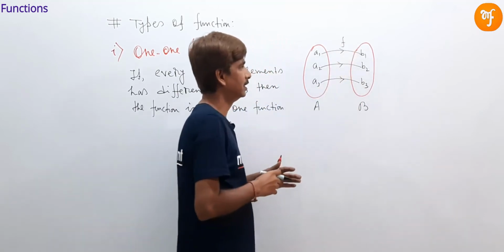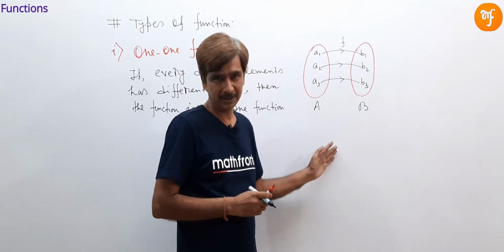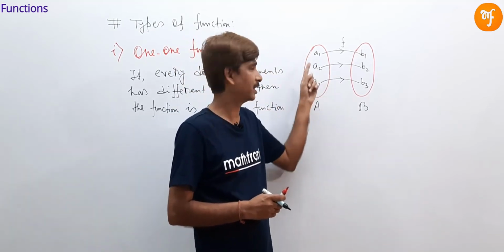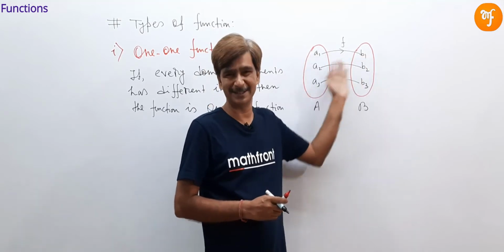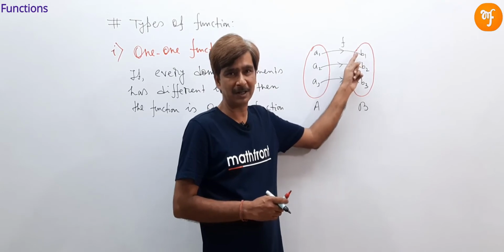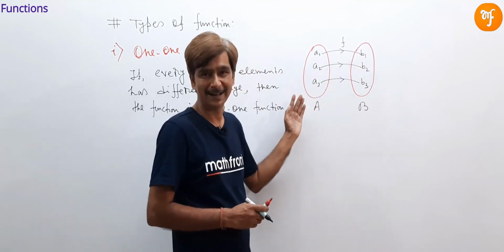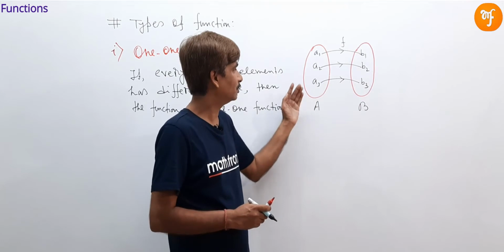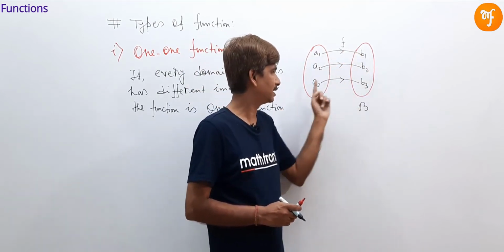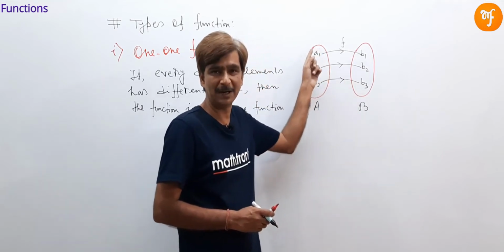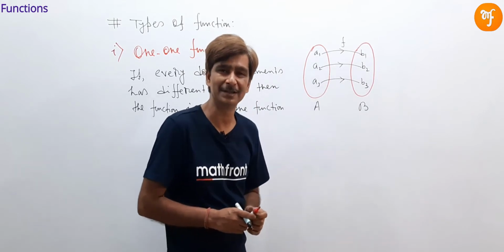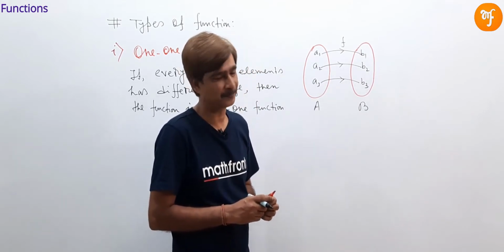Now look, here the relation f is a function, and in this case each and every domain element, that is a1, a2, a3, has different images. The image of a1 is b1, and b1 is not the image of any other domain element, is it not? So a1 has image b1, a2 has image b2, a3 has image b3. That is, the domain elements a1, a2, a3 have different images. So this type of function is known as one-one function.